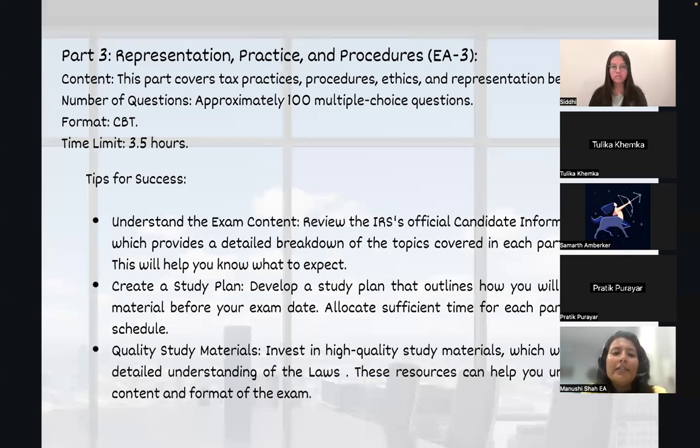Yes, so basically part 3 is for representation, practice and procedure. When you become an enrolled agent, what all things an EA can do, what all things an EA cannot do. So those rules, regulations, duties, how the tax code system is there in the US, what the practice procedures are. If you have received any notices, how you will respond to those notices, within how much time, for how many months or years you need to keep a record. All this we will have in representation, practice and procedure. That is the part 3 paper.